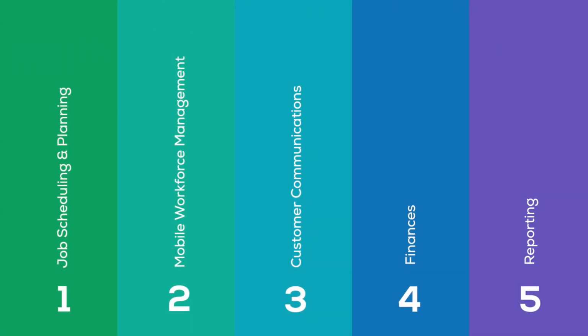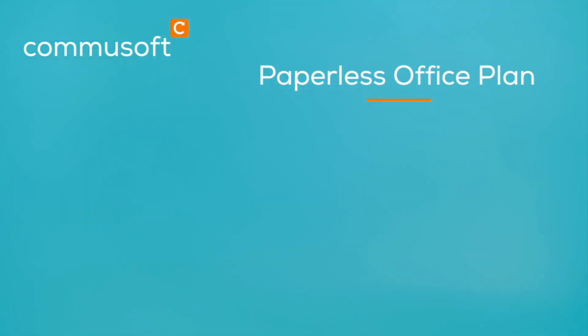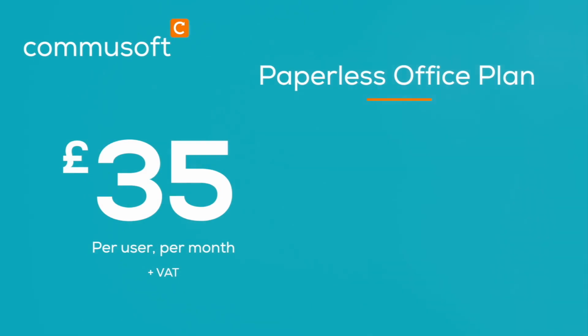That wraps up our product tour. We've shown you how Commusoft assists with job scheduling, keeps your engineers and office in sync, improves customer communication, speeds up invoicing, and finally, allows you to report on your entire business. Everything we've covered today is included in our paperless office plan, which is £35 per user per month. You'll also get trained by our fantastic client services team.